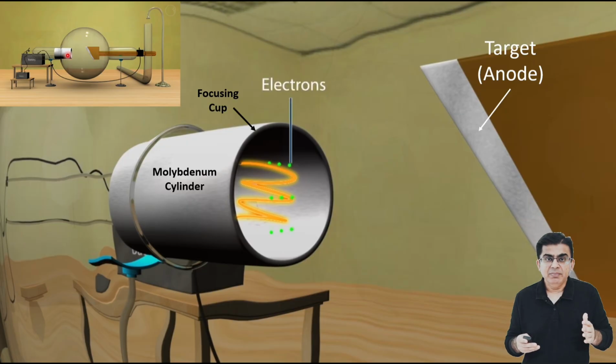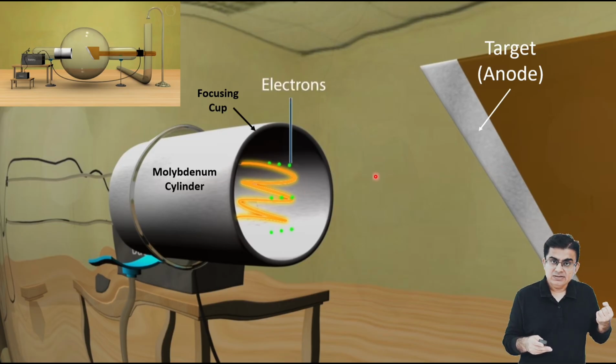This high voltage makes the cathode highly negative and the anode highly positive. Now remember a fundamental truth in physics. Opposite charges always attract each other. Here in the X-ray tube, positive attracts negative. Because of this massive potential difference, the positive tungsten anode pulls the negative electrons towards it.